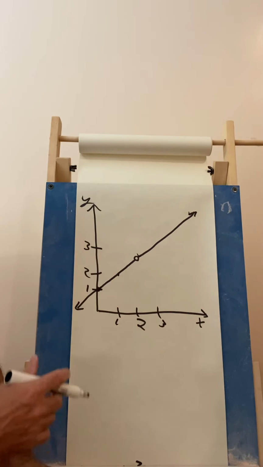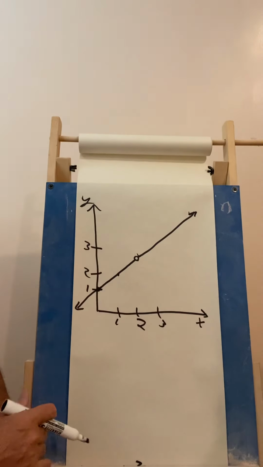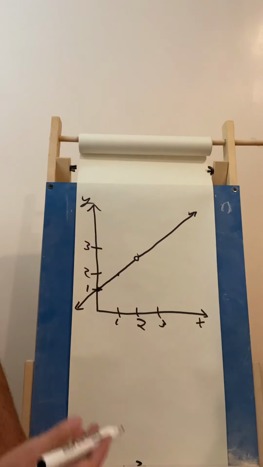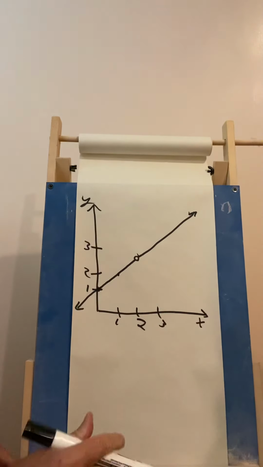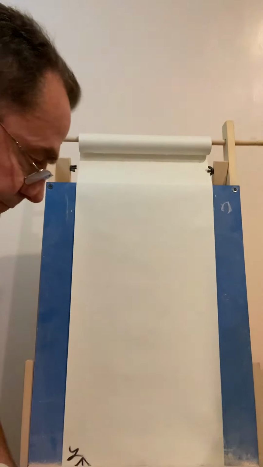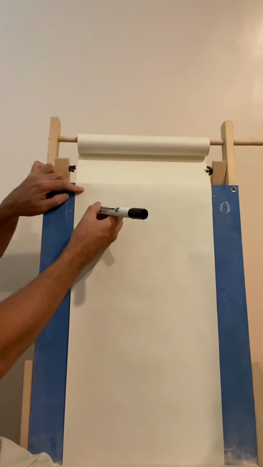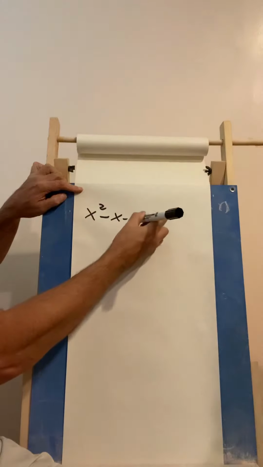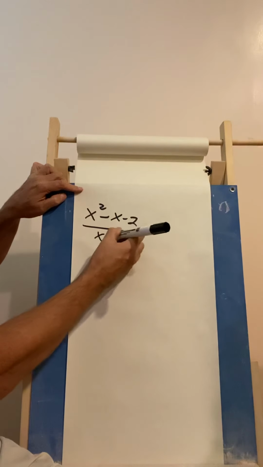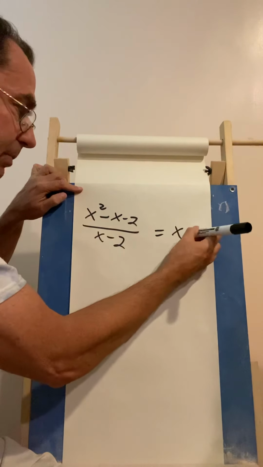The function will not equal 3 at x equal 2, but the limit as x approaches 2 of our original function does equal 3. Now, one last point on this example I want to make is that lots of times in the past you have written this out. You've written x squared minus x minus 2 over x minus 2, and after you factor and cancel, you say it equals x plus 1.